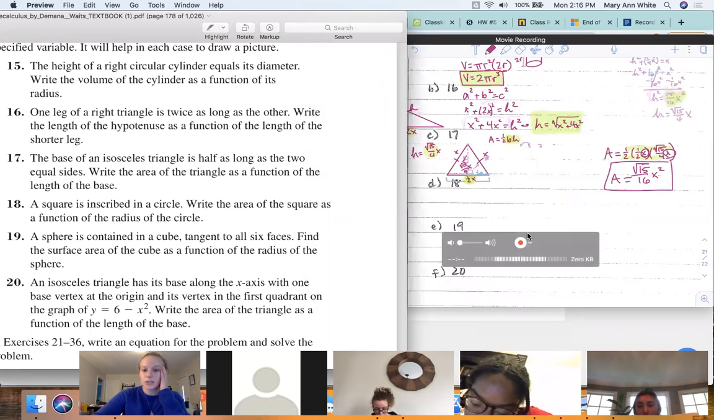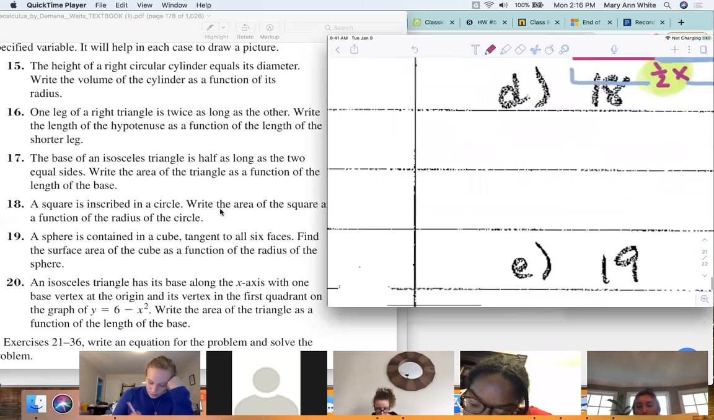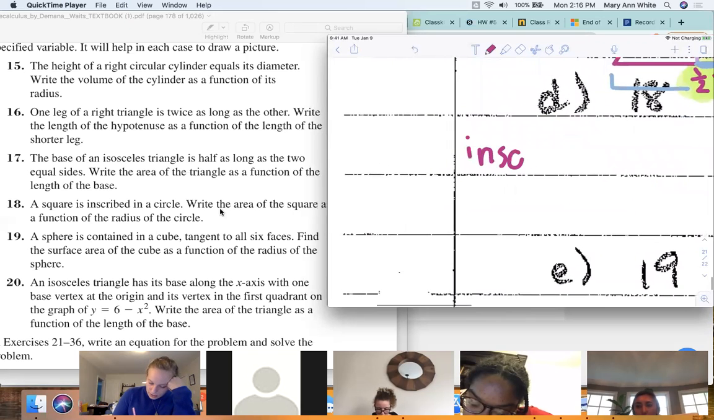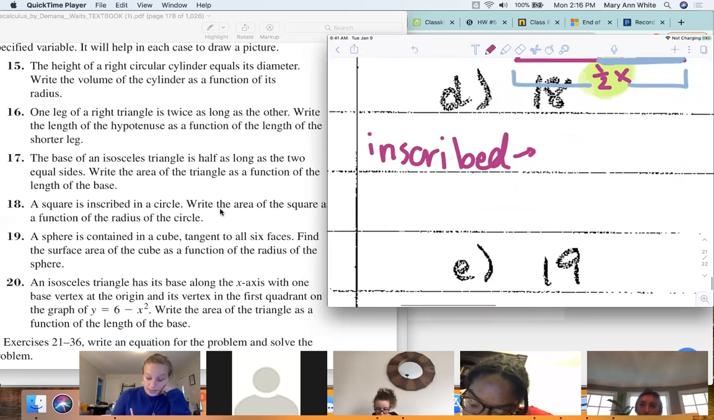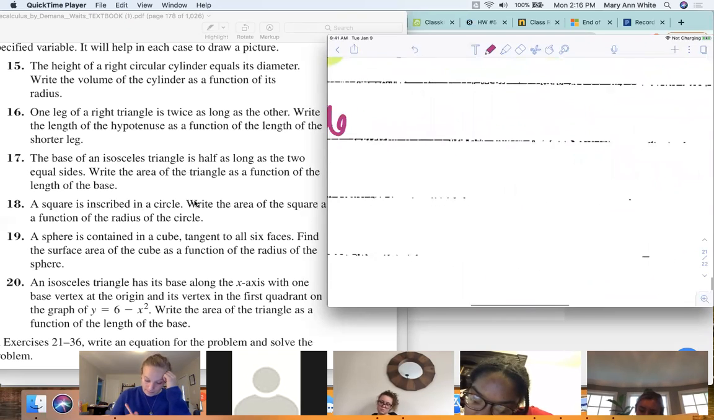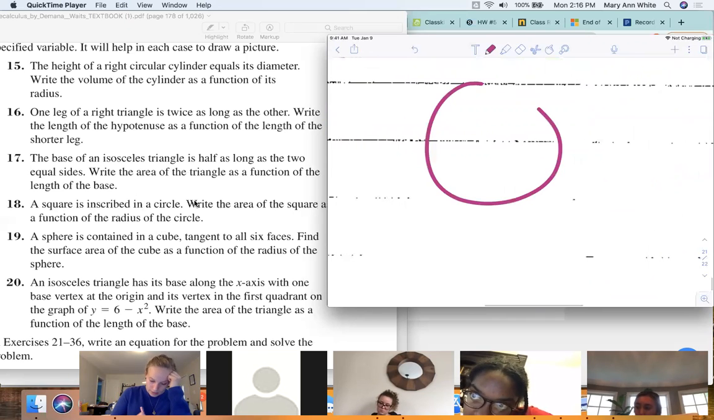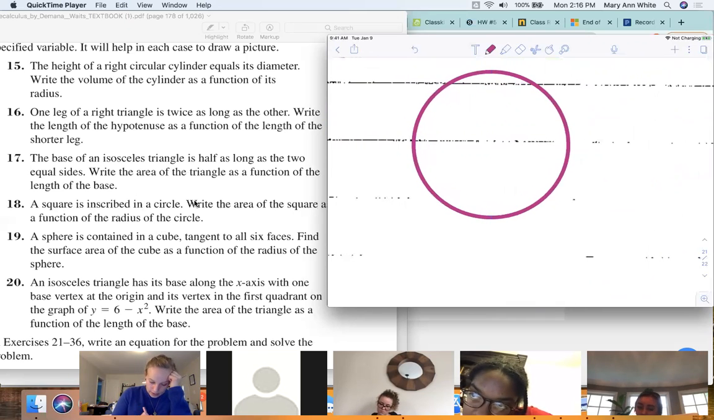Okay, a square is inscribed in a circle. In order to solve this, we need to know that the word inscribed is exactly as it sounds. It sounds like inside. If it's inscribed, then it's inside the other shape. So if I replace inscribed with inside, I'd say a square is inside a circle. Okay, I can draw that. I got a circle, and I've got a square on the inside. All right, that's as good as we're going to get.